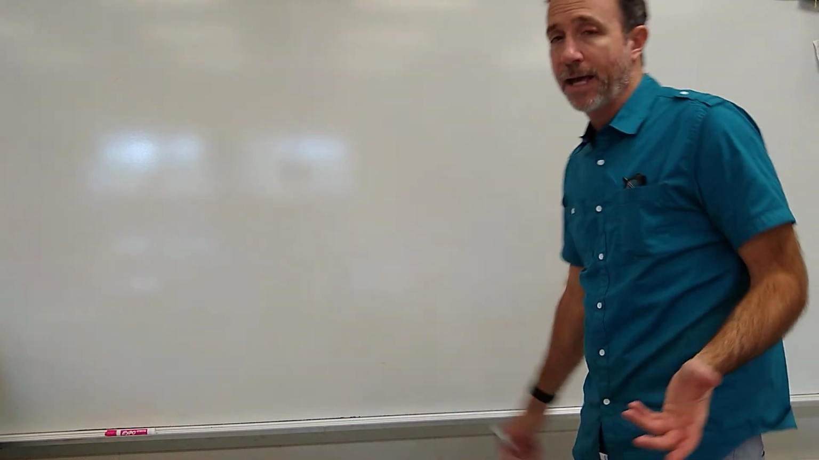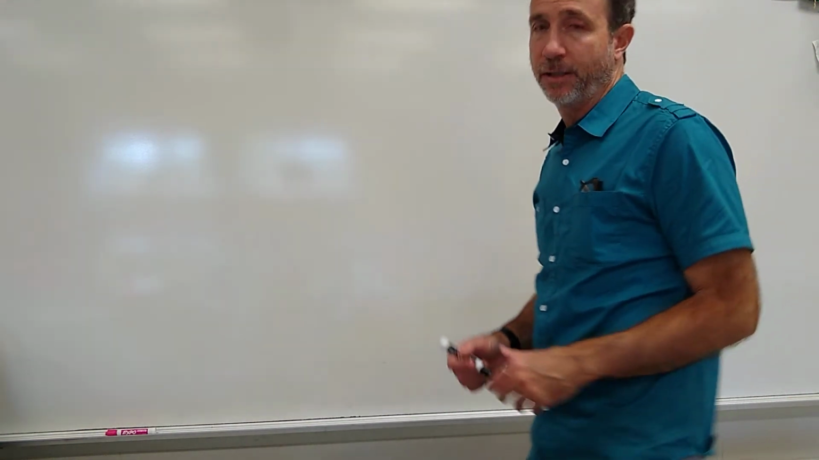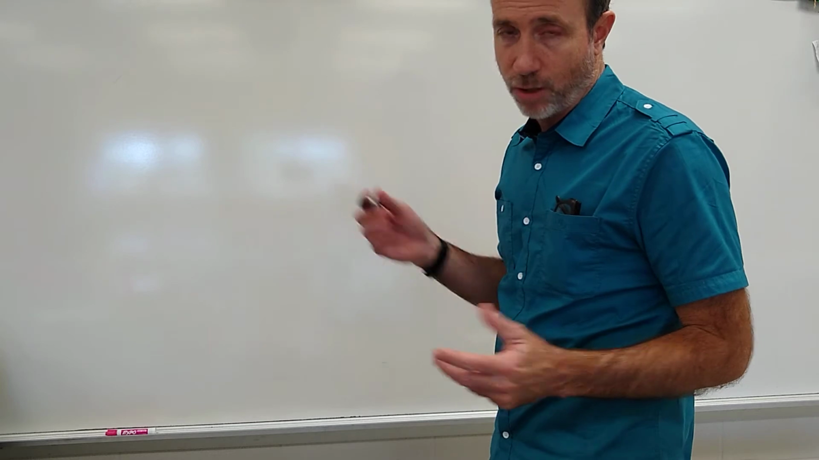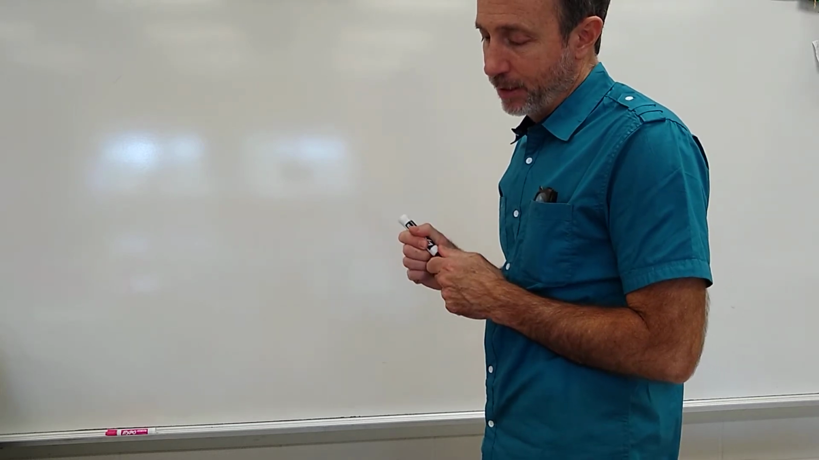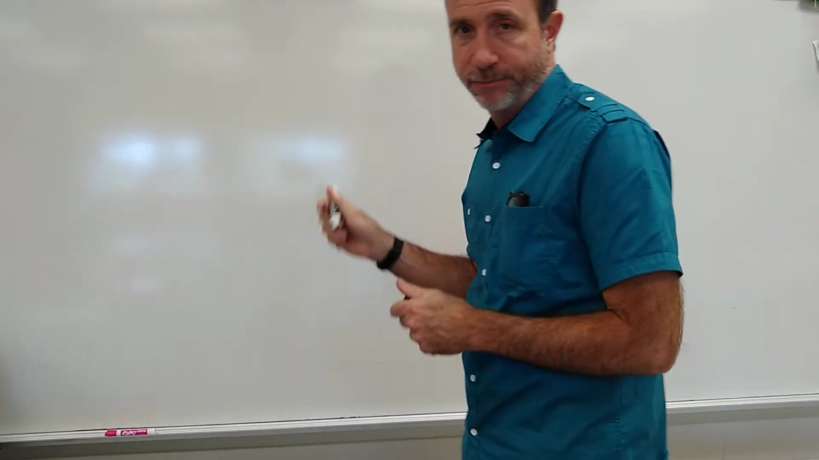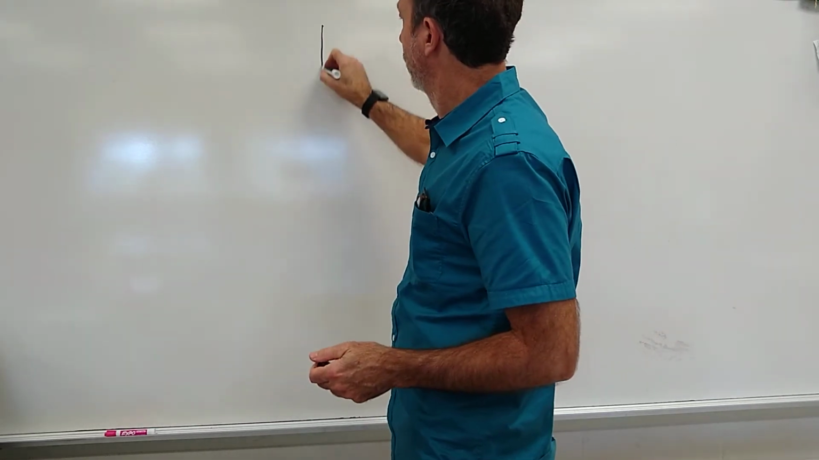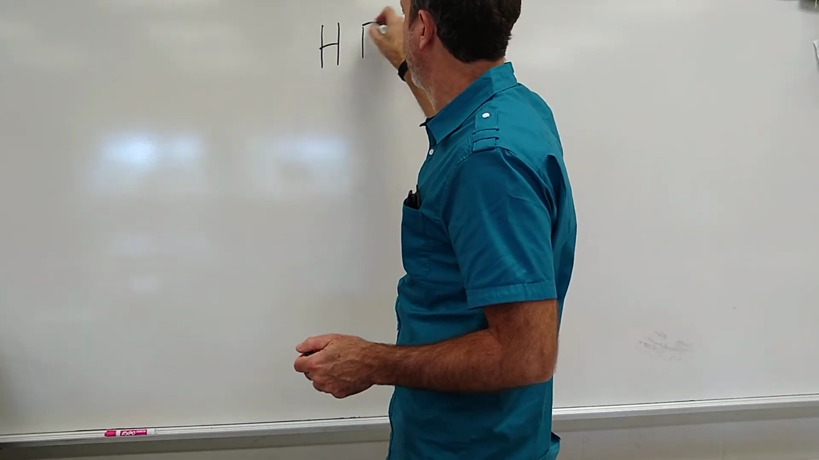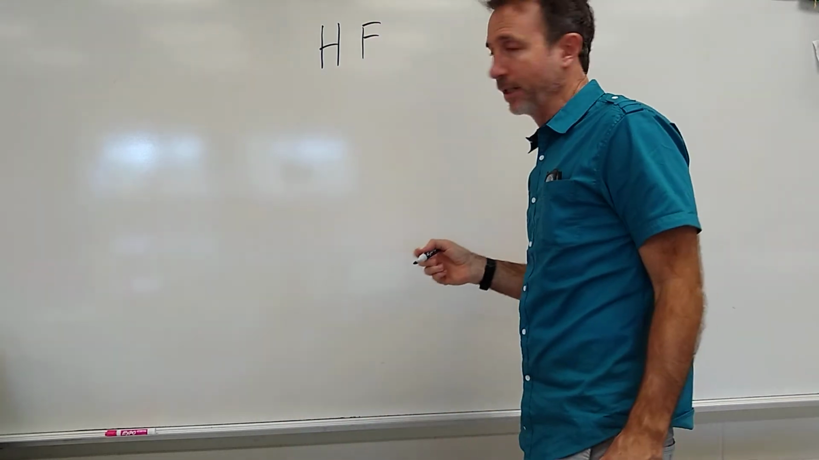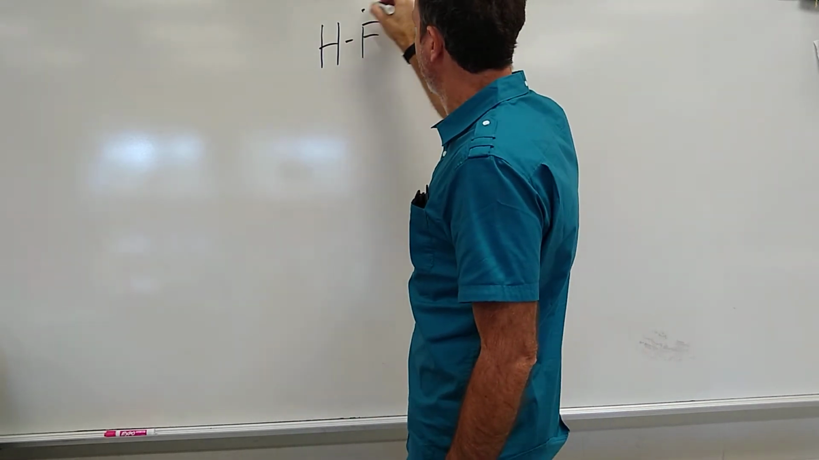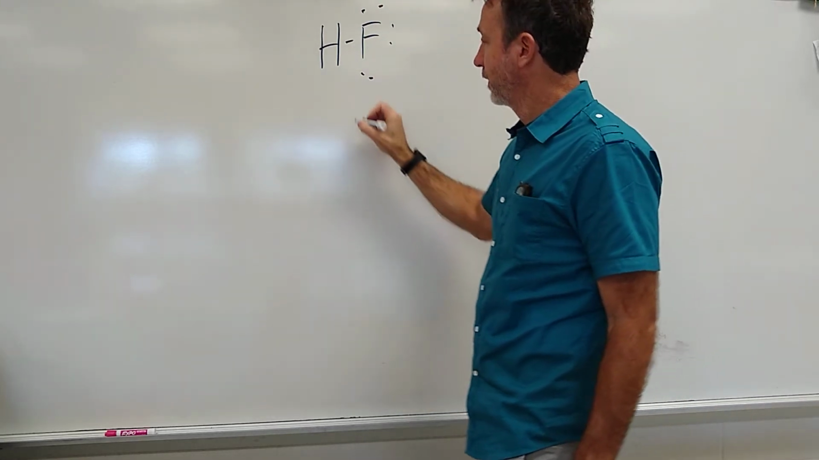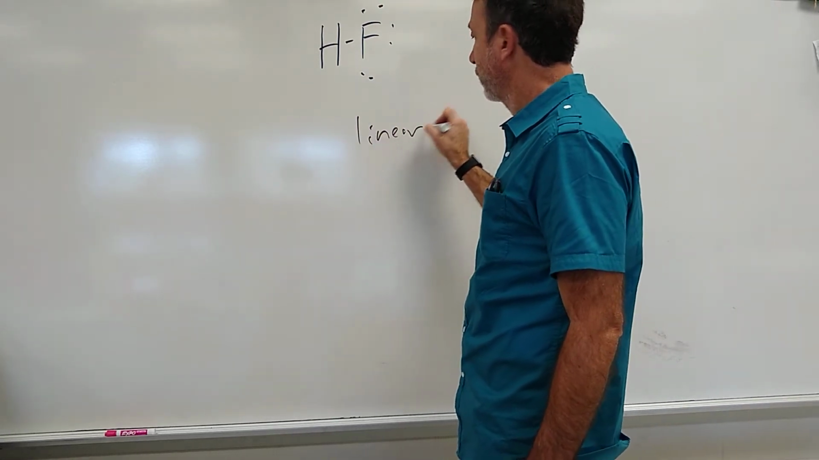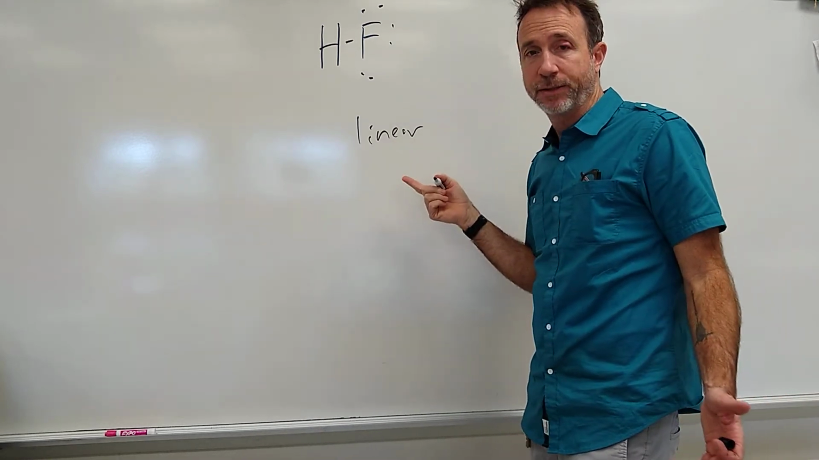An example would be, hey, draw me the Lewis structure for hydrogen fluoride. Boom. That's got to be a linear molecule. There's no other shape. You'll need to have all the 3 unbound pairs. You know that's linear. What else about this thing? What else about it being linear?